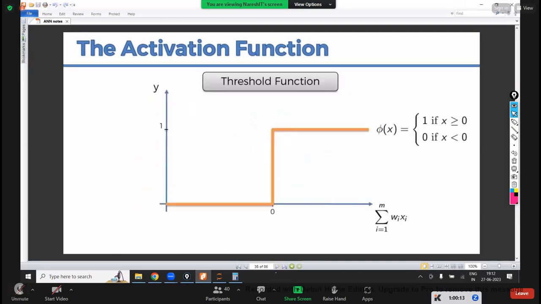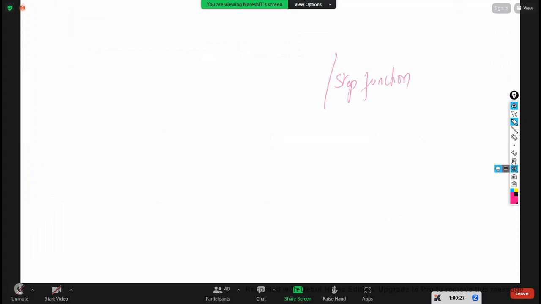The first type of activation function is called the threshold function, or it is also called the step function. What will it do? Let me write clearly here. Step function, write this in your notes. Step function means first it is going to calculate sigma wi xi plus b. Up to here it is common.